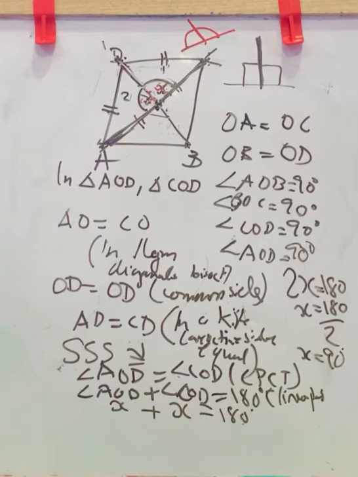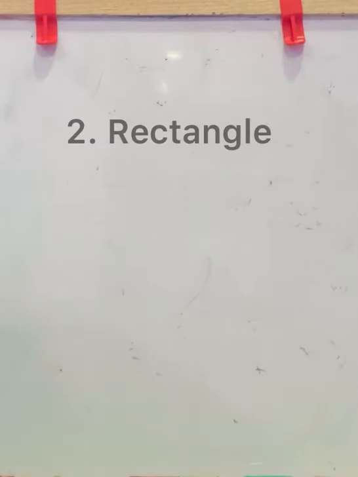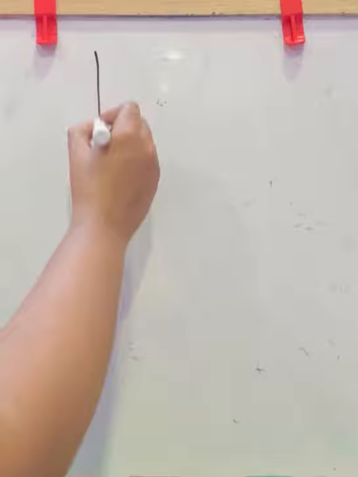So we proved that it is a perpendicular bisector. That was the property we have to prove. That is, diagonals of a rhombus are perpendicular bisectors of one another. Next is a rectangle. It is a parallelogram.